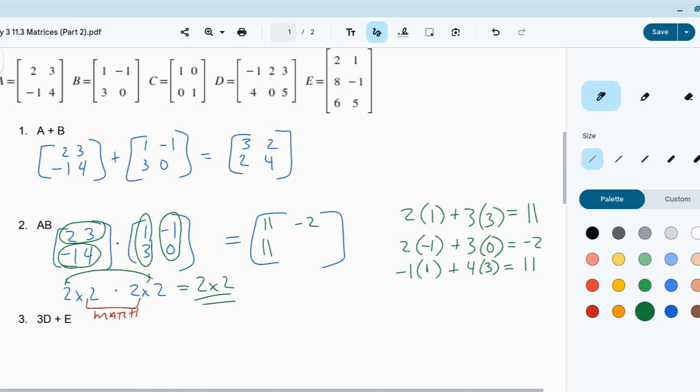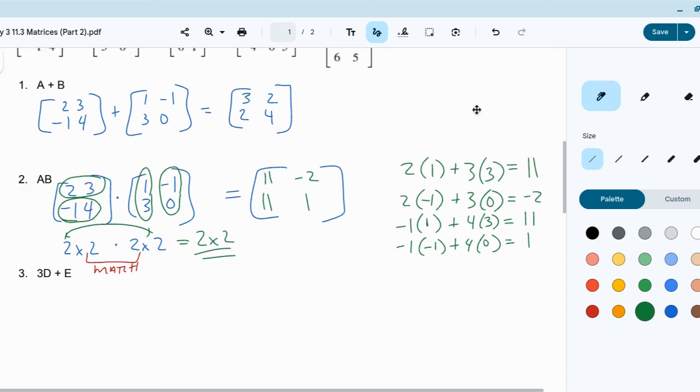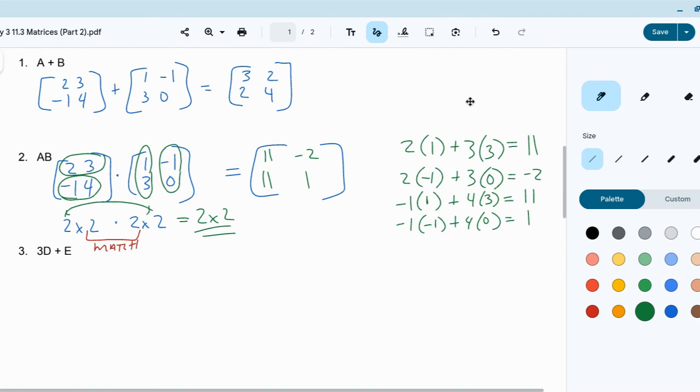Now I want to use that second column. Jumped ahead a little bit there. So -1, -1. And then I got the 4 times the 0. So when I go through and I multiply and I add those pieces together, I'm going to get +1. And there, because that was the second row, second column, that is the one that I'm going to put into that corresponding spot. So now what I need to do is I want to add the 2 matrices together.